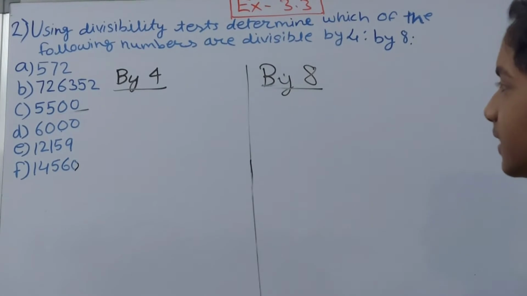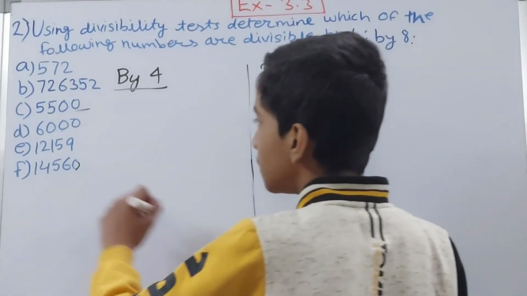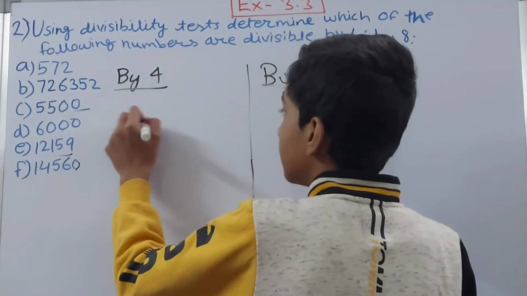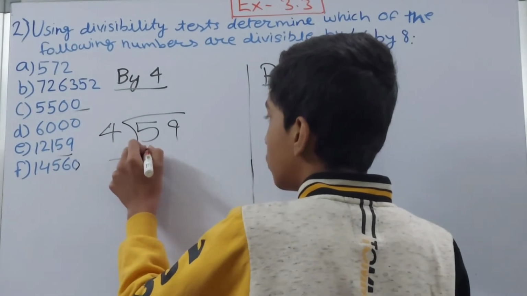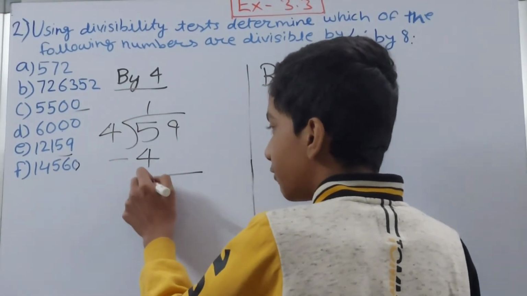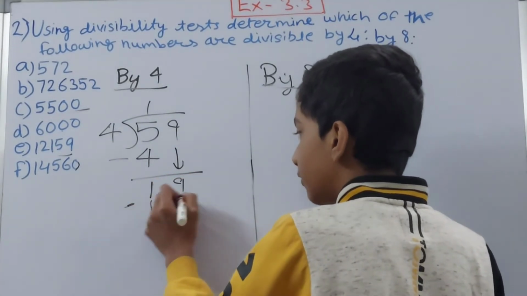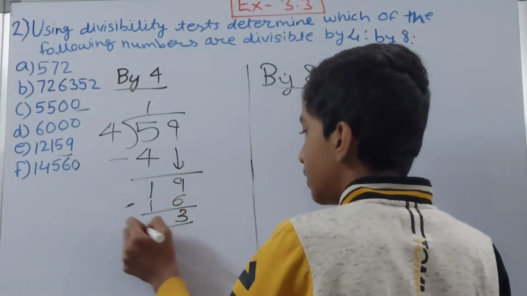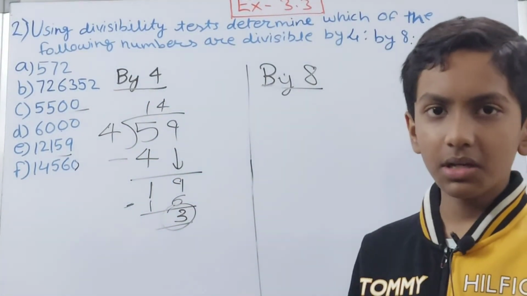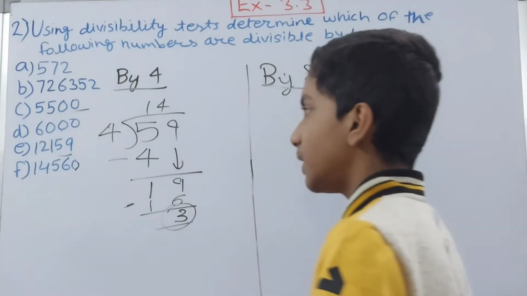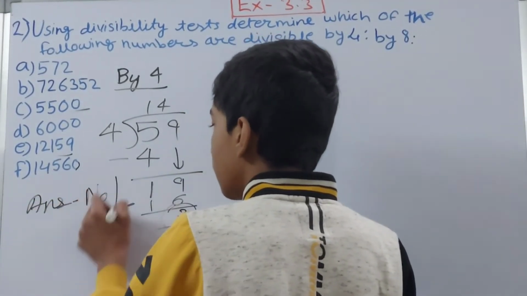Next number we have is 12,159. For this you will see the last 2 digits, we have 59, and divide by 4. So 4 into 5 goes 1 time, minus 4, yes, we are left with 1 here. You bring this 9 down, 19, we will subtract 16 from this, you are left with 3, and 4 goes into 19 four times. Now again we have 3 in the remainder, so it is not completely dividing. That means this whole number is not divisible by 4, right?